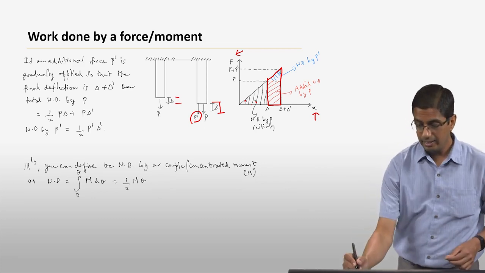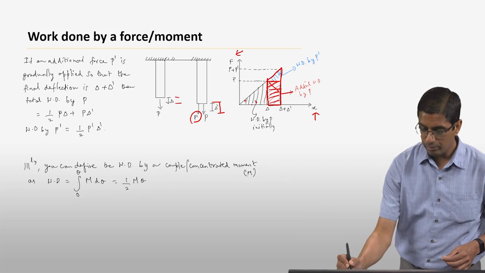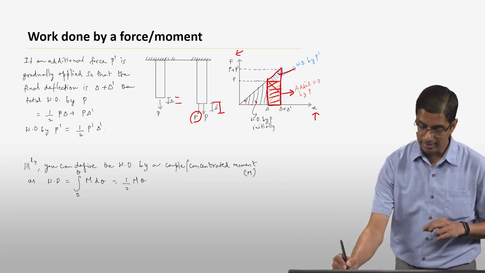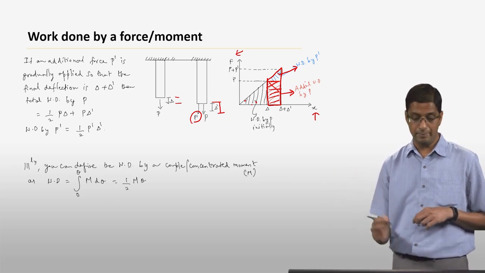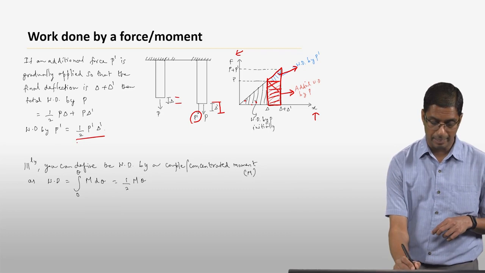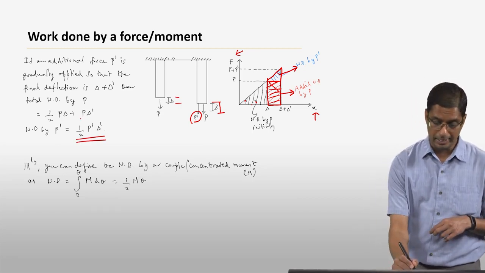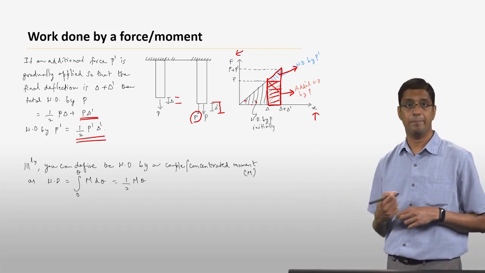In that area, this rectangle is the work done by P. And this triangle here is the work done by P prime. So the work done by P prime is half P prime times delta prime. Whereas the work done by P during this process, the second process, is P times delta prime.